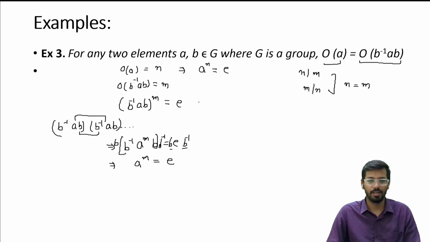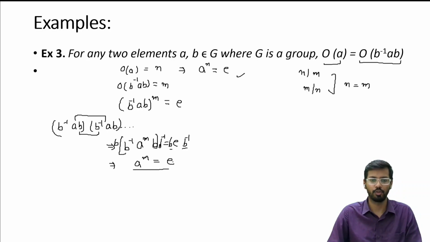That means we have assumed that A raised to power n is equal to identity element, and here we found that A raised to power m is also equal to identity element. That means this n divides m. ओके, सो ये हमने इसको मान लेंगे इक्वेशन 1. अब हमें प्रूव करना है दिस सेकंड. ठीक है, m डिवाइड्स n.